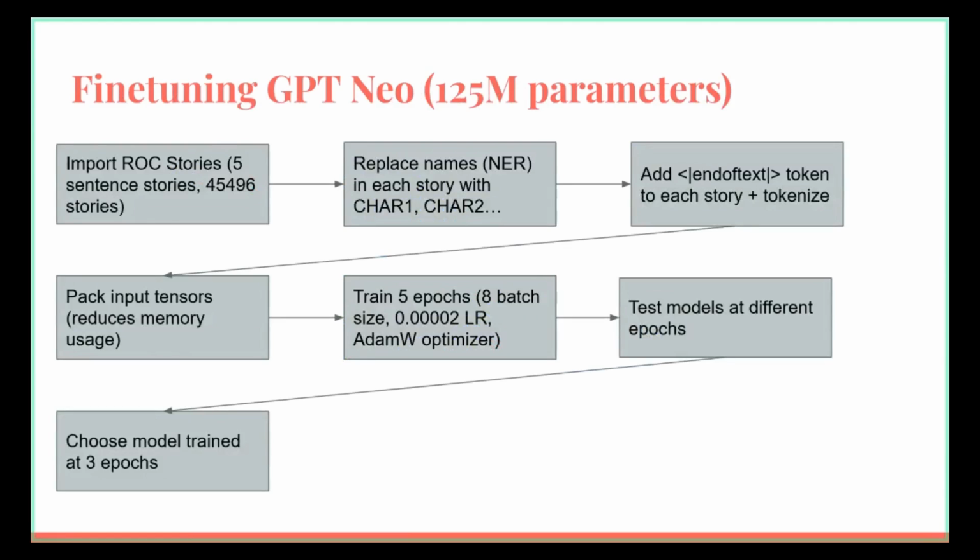Our fine-tuning was pretty standard. We used the ROC Stories 2016 dataset to fine-tune our model. This dataset is a collection of 45,496 stories, each story being 5 sentences long. Our data preparation is comprised of using named entity recognition to replace character names with character 1, character 2, etc., although most of the stories were 2 characters at most. We also add an end of text token at the end of each sentence and then tokenize. Finally, we pack the sentence tensors to reduce memory usage, which helped keep the Colab from crashing. We trained the dataset and found that the model at 3 epochs was the best balance of story specificity and not overfitting.